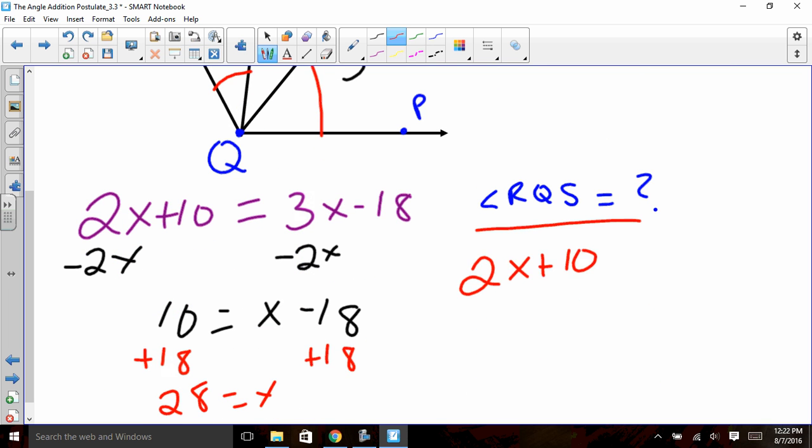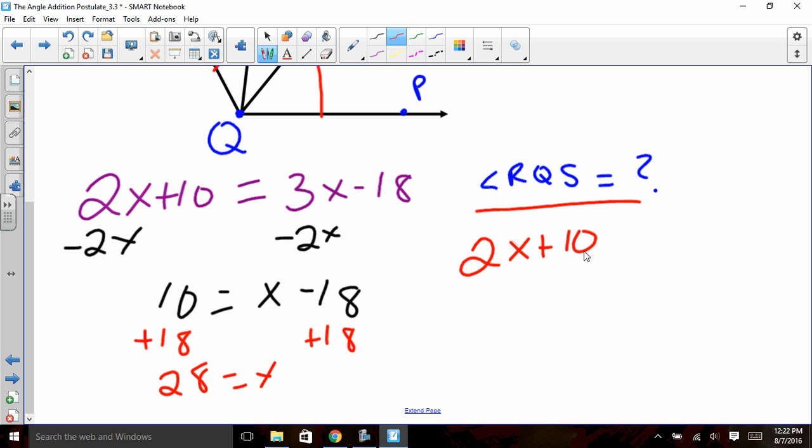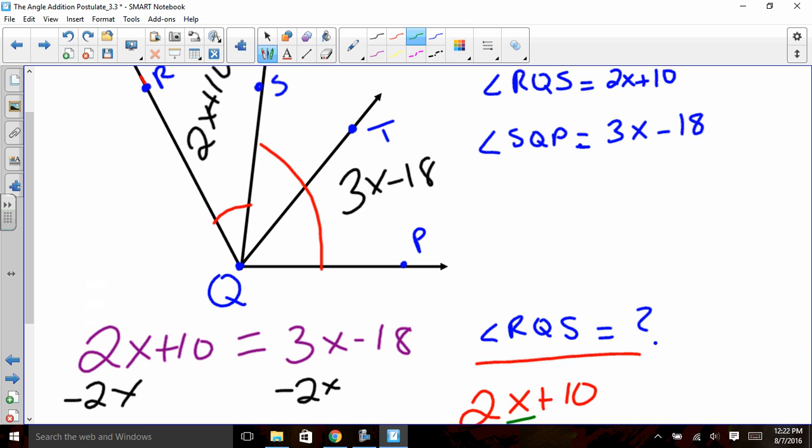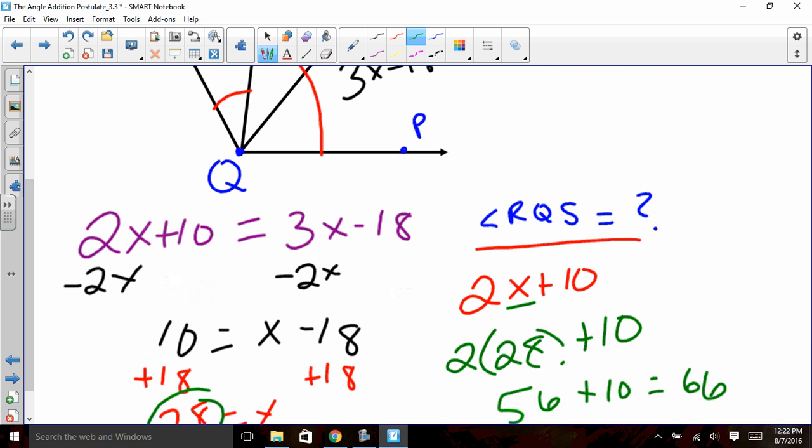So we're going to use this little expression, and what we're going to do for our x is use the unknown that we just found. So I'm going to have 2 times 28 plus 10. 2 times 28 gives me 56, plus 10 more gives me 66. So that angle, RQS, is 66 degrees.